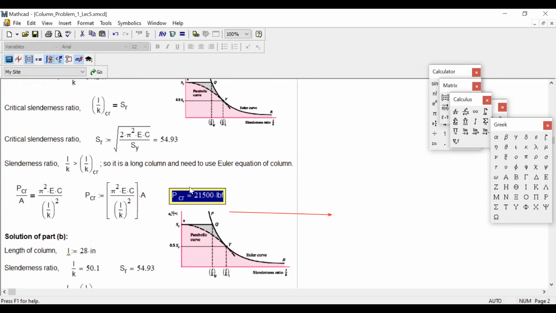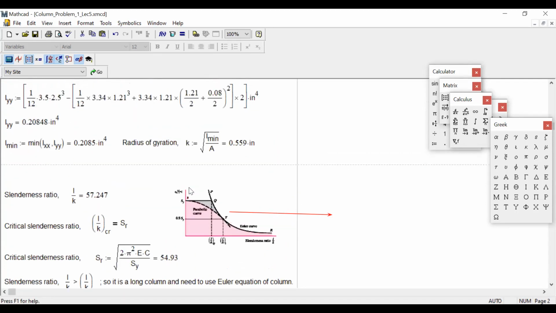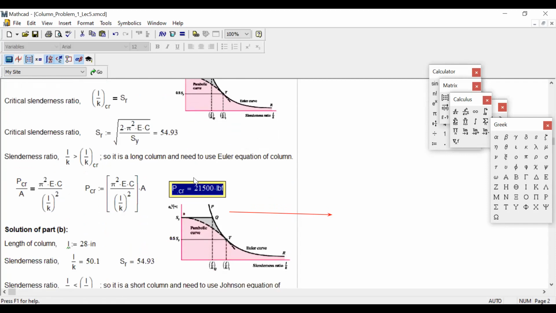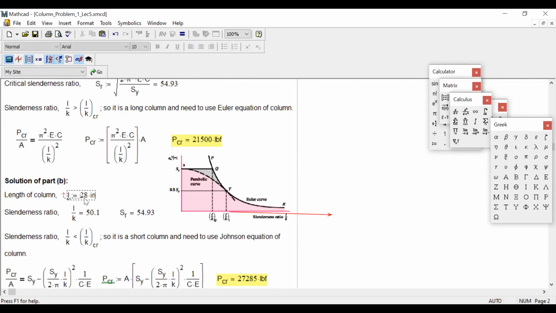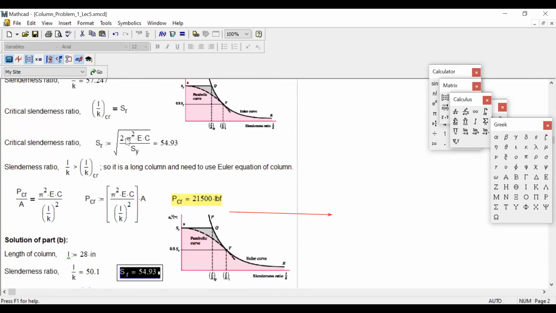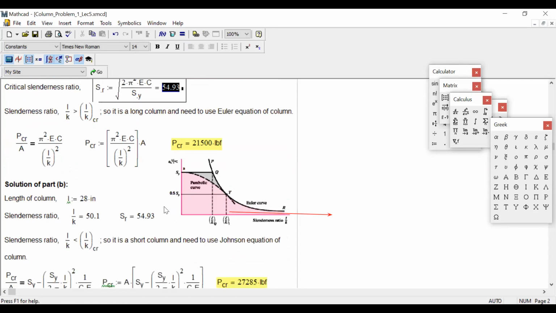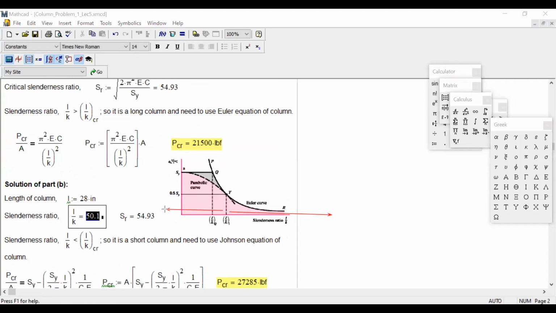Now they are saying that instead of length 32, right now length is 28. How can you figure it out? So the length of the column is 28 inch. Now you figure out L by K. You see your L by K critical is not changing, it remains the same because it does not depend on the length, right? But your physical length of the column is reduced to 28. So now we figure out L by K and you get L by K equal to 50.1. That means right now you are on the left side.